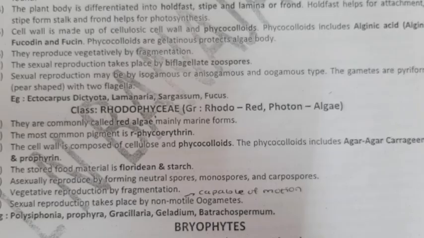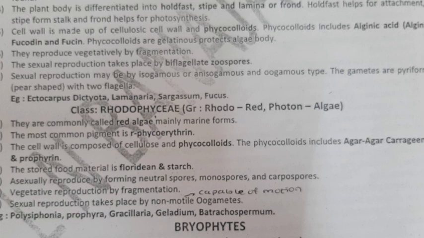Next class of the algae is Rhodophyceae. Rhodo means red, phyton means algae. Initially I told that Rhodophyceae is commonly known as red algae. Here are the characteristic features of red algae. Before going to read out the important characteristics, just recall the reserve food material which is present in case of Rhodophyceae is floridean starch.